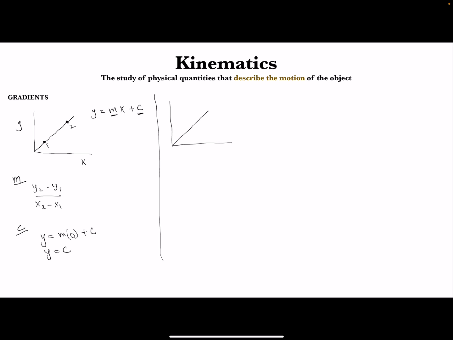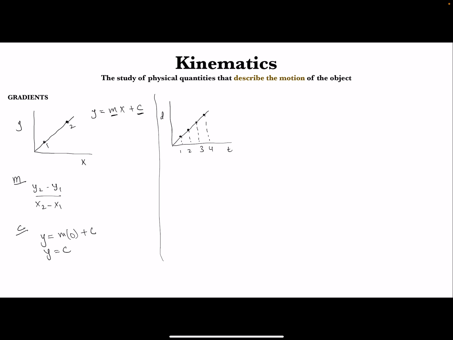Let's say this is a linear graph. Now, I told you what the gradient is, right? The gradient stays constant. Now, what do I mean by that? Let's take point 1 and point 2. Let's call this time and let's call this distance. All right, so between 1 and 2 seconds, and let me take point 3, point 4, and so on.